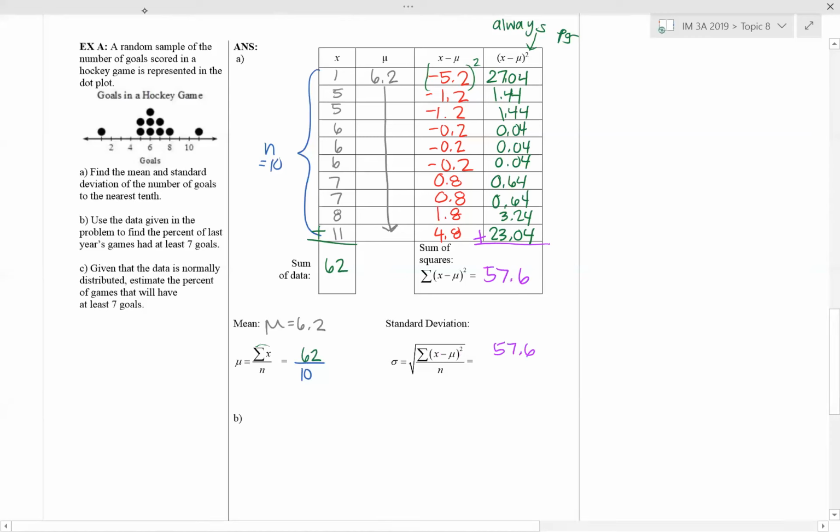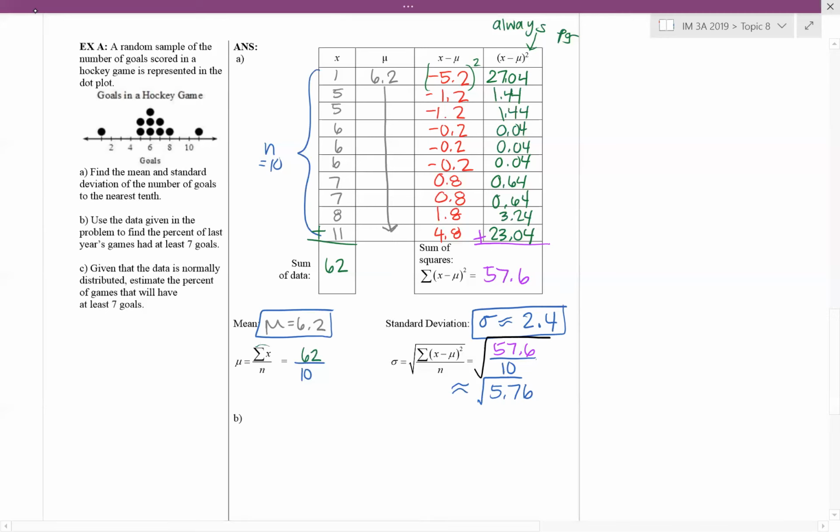I have to take the square root of that divided by the number of values, which again was 10. So I'm essentially taking the square root of 5.76, so sigma is about 2.4. Okay, so my mean is 6.2. The standard deviation is 2.4 for this data set.